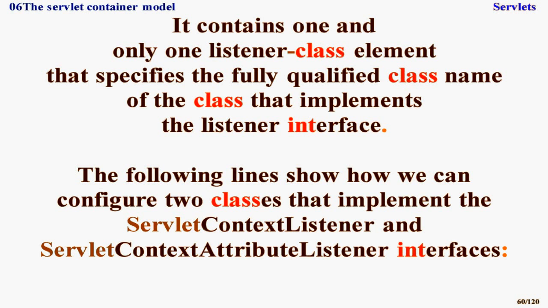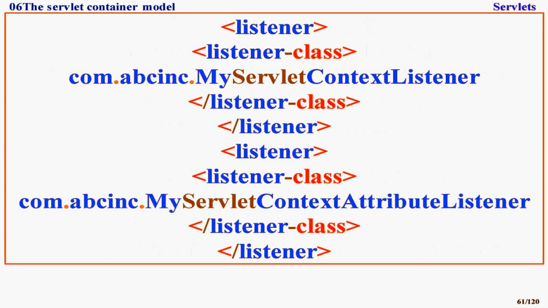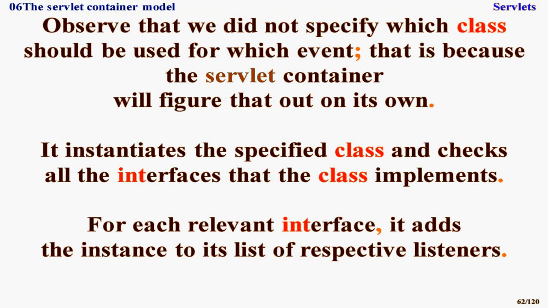ServletContext attribute listener interfaces. Listener, listener class, AppSync.MyServletContextListener. Listener class, listener. Listener, listener class, AppSync.MyServletContextAttributeListener. Listener class, listener. Observe that we did not specify which class should be used for which event.